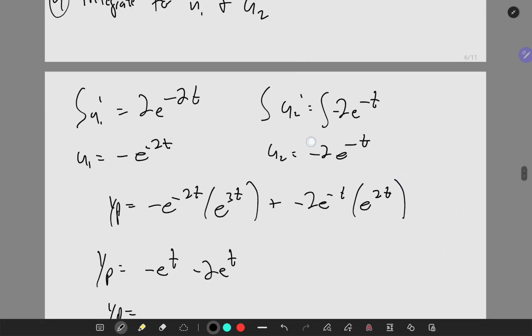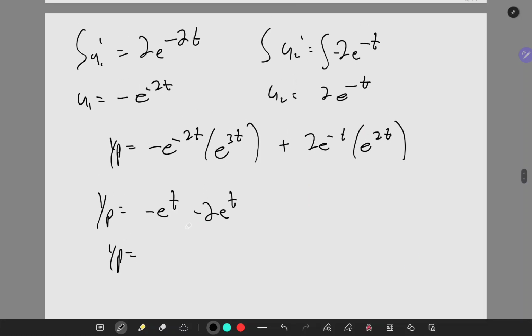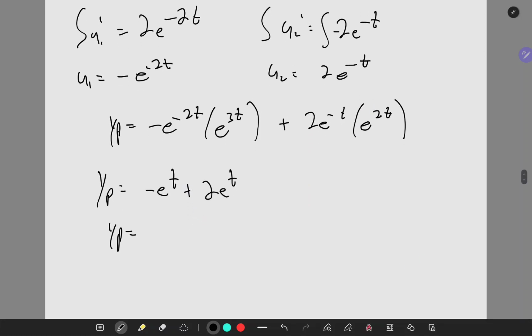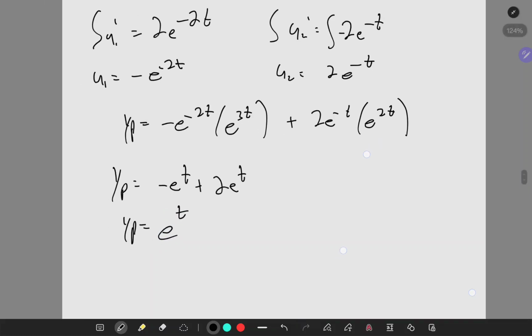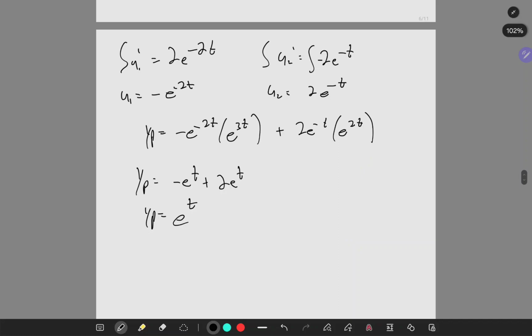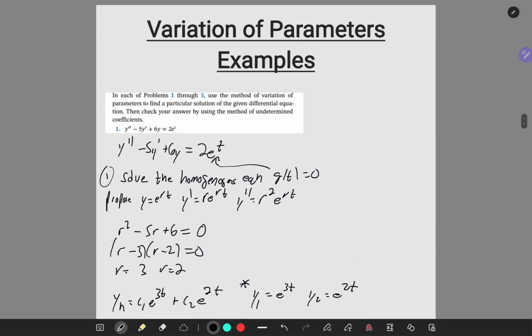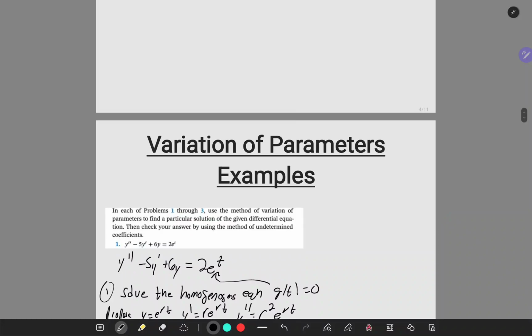Okay, so then this would be positive. Then this would be plus, yeah. So then, okay, thank God I had this right though. So then y sub p is e to the t. So this is all the problem asked for. Now, if it did ask for the general solution, I'll do that really quick.